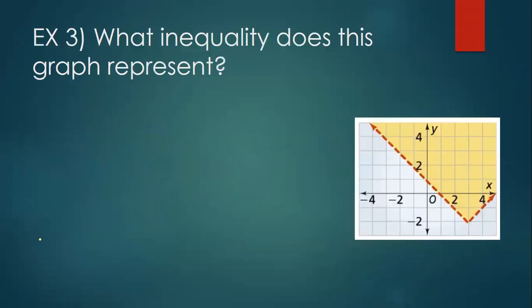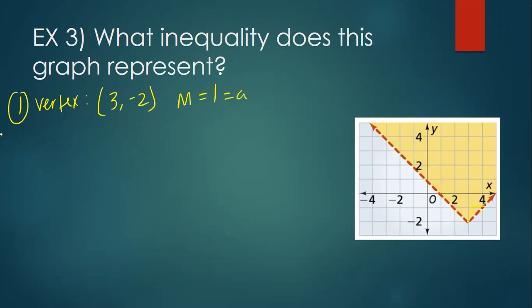So here's our first graph. So step 1 is, what is your vertex? So what is our vertex? 3, -2. Step 2 is, what is your slope? Just 1. To get from here to here is just up 1 over 1, right? So that's our A.